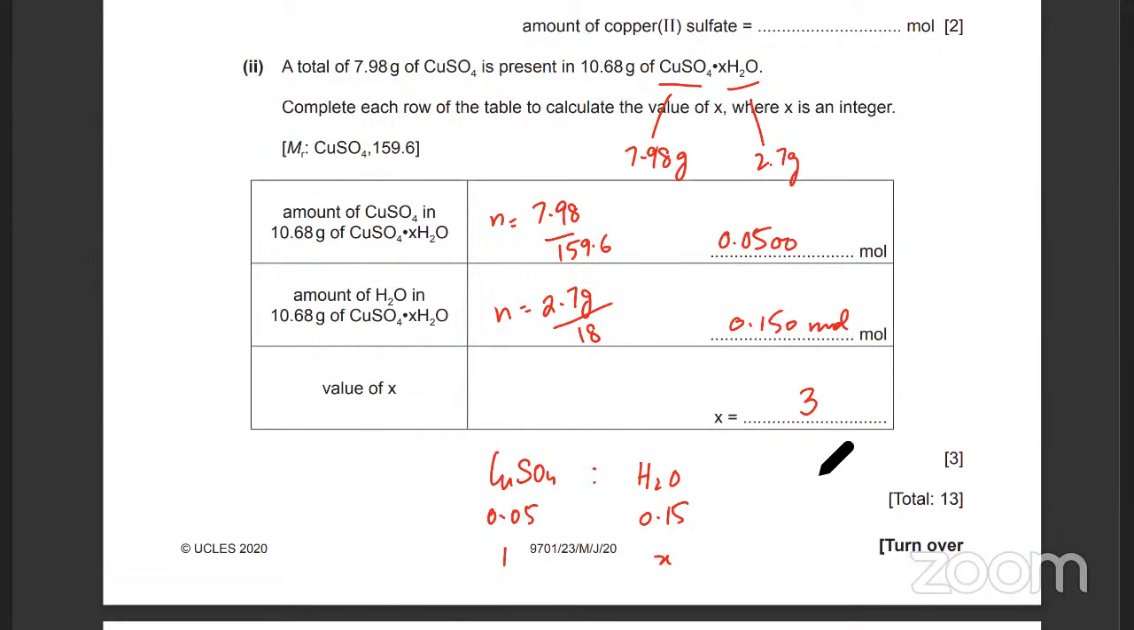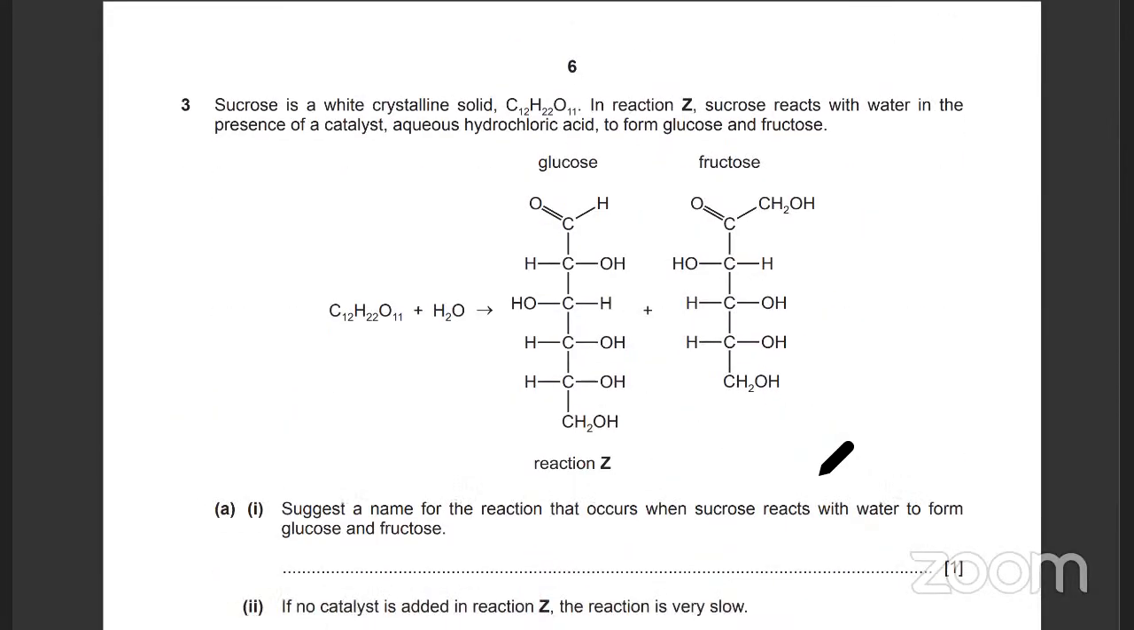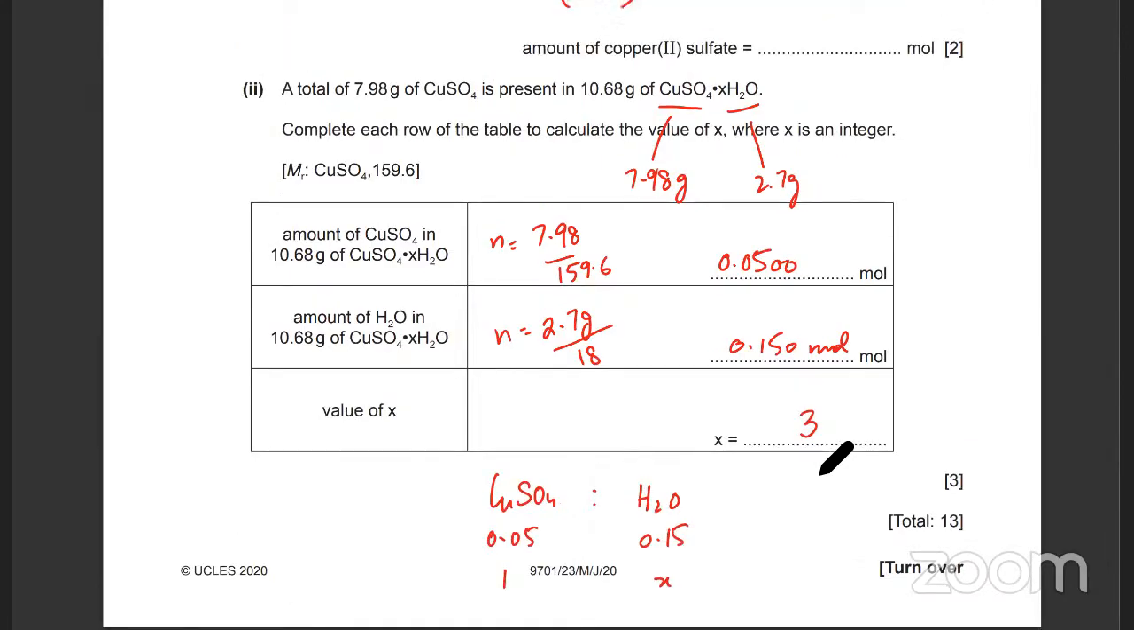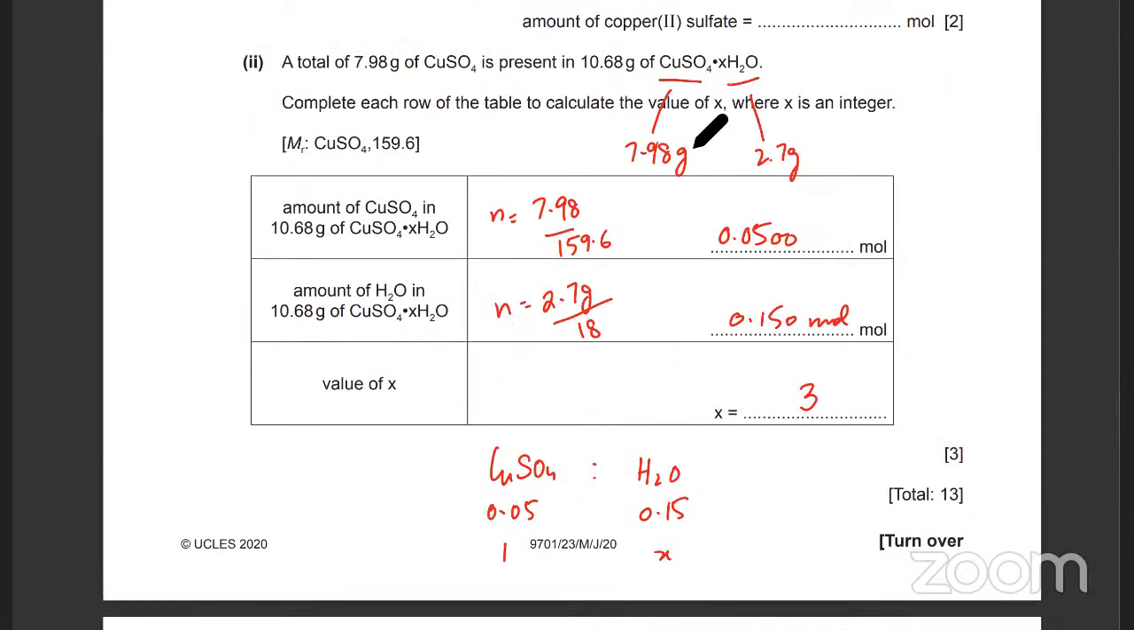The next part is we've got. Sir, can you please explain the last part again? Why is X 3? Because the formula tells you, whenever you have a hydrated salt, all hydrated salt questions end in this way. You're looking for, if I have 1 copper sulfate in the hydrated salt, how many water molecules will I have with it?